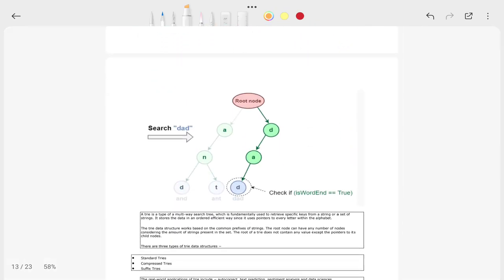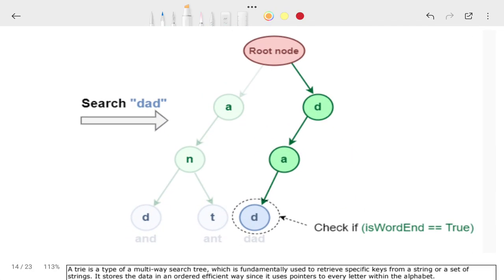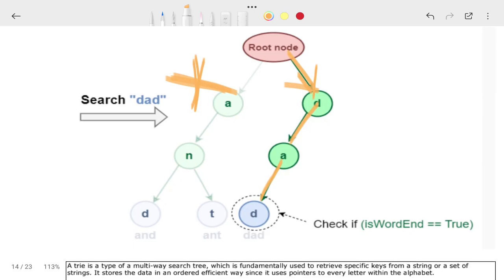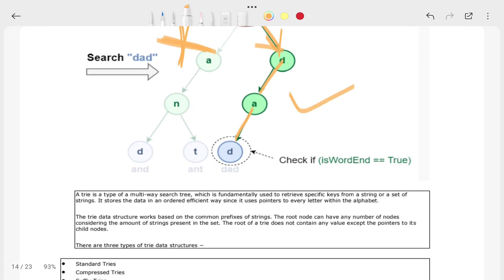Okay, now see here. Suppose I have "dad" and I have to search "dad". What I will do? I will go here D, A, D. Done. So I am not going down this other branch. I am going only down this branch to reduce the time complexity. So searching is very easy.